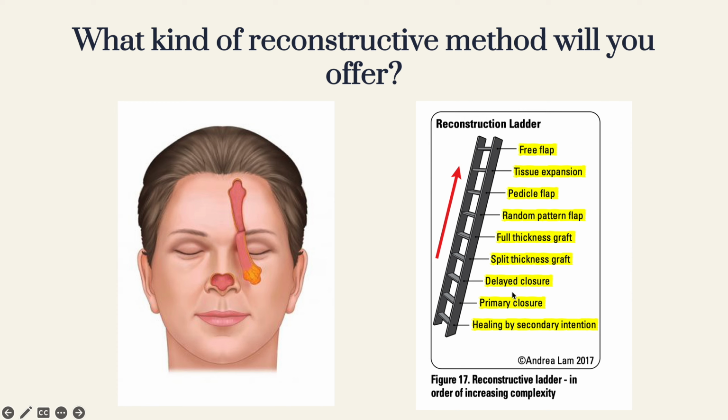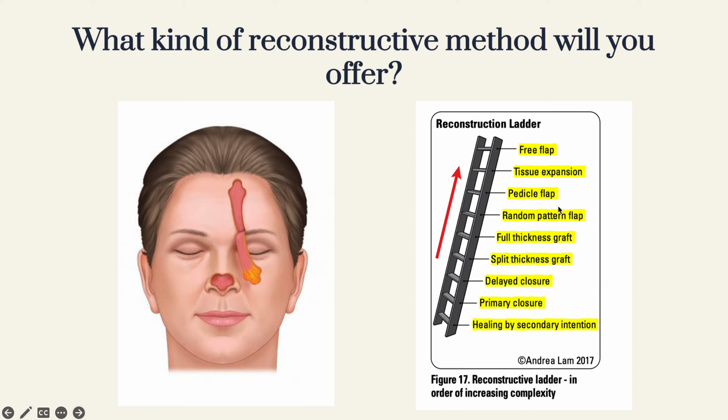So we go to the delayed primary, which has the same concept as the primary closure. You can do it, but the cosmesis will not be optimum again. For the grafts, whether full or split thickness, remember, the nose is usually made up of cartilage. Cartilage is avascular, and we said that grafts usually depend on the vascularity of the recipient site. So again, this is not going to be the optimum method of reconstruction.